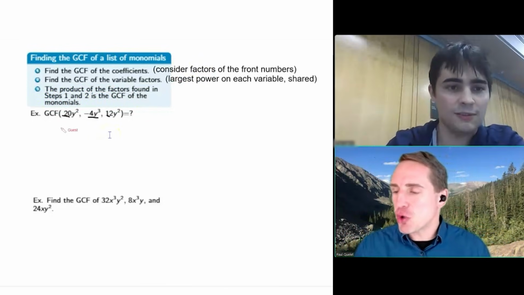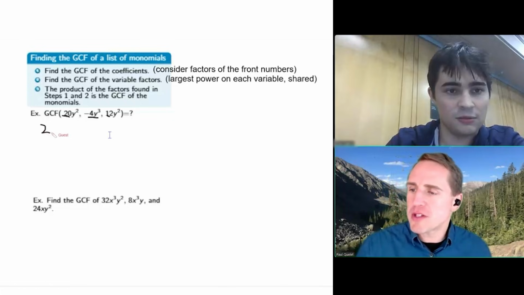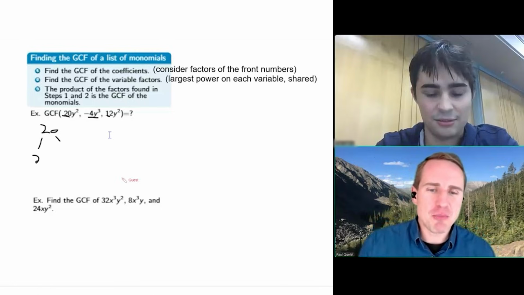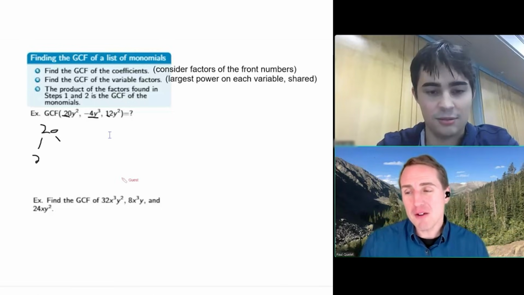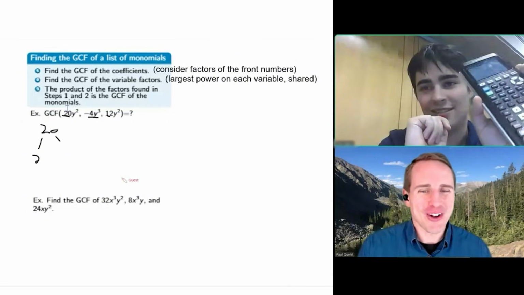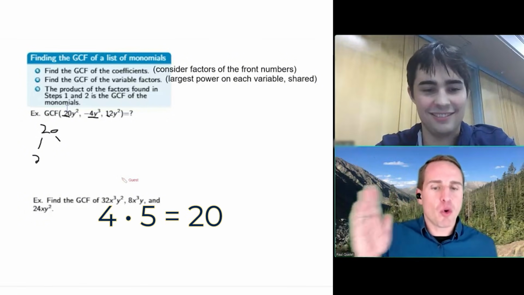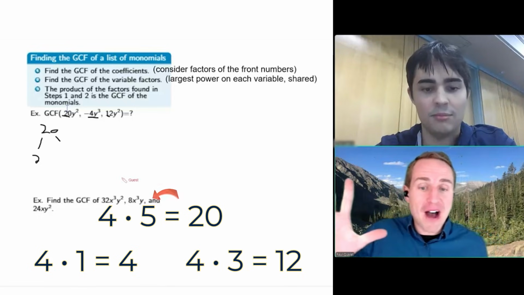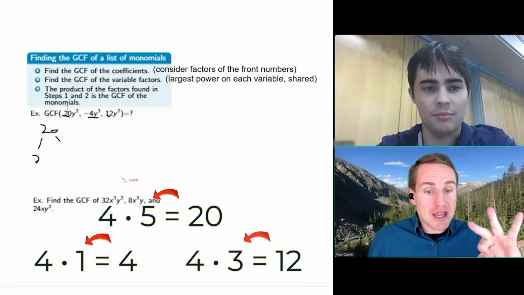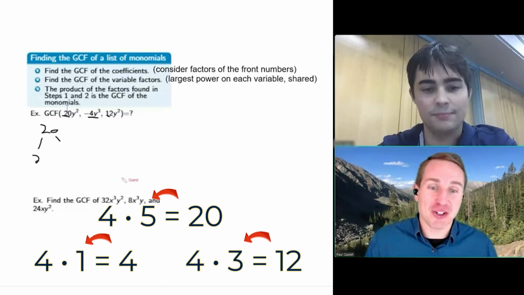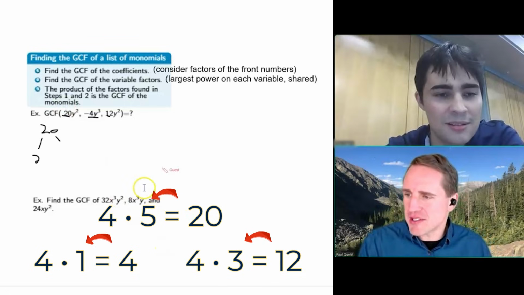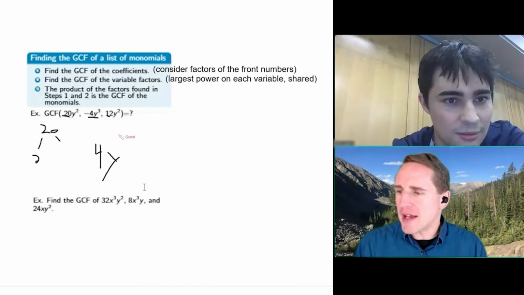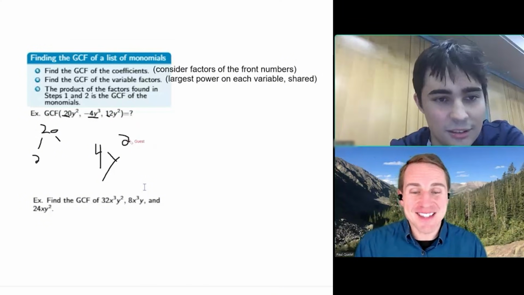So when we think about the numbers 20, -4, and 12, what's the largest factor of those? It could be 2, but what number can we think of that goes into 20, 4, and 12 evenly? Yeah, it's 4. So let's think about why this is. 20 divided by 4 is 5. 4 divided by 4 is 1. And then 12 divided by 4 is 3. But 5, 1, and 3 are essentially not shared. So we can just say the greatest common factor of the coefficients is 4. How about y's? y raised to the second. Yes, that's it. And that's your answer.